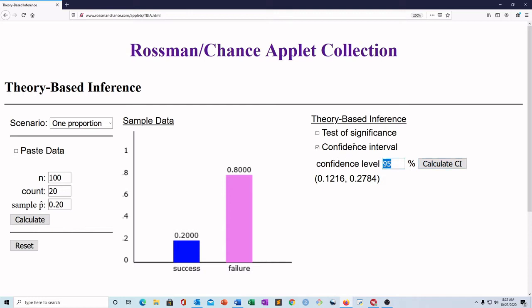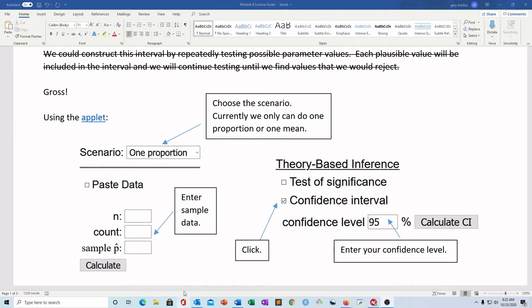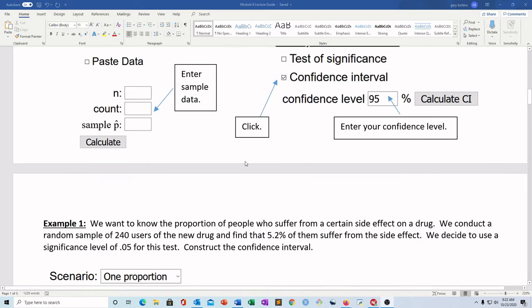And again, I could play around here. Confidence interval. So that's it. That's how we're going to do this. So that's how we do it. Again, there's directions here you can check out.